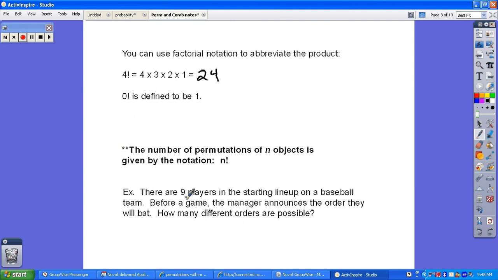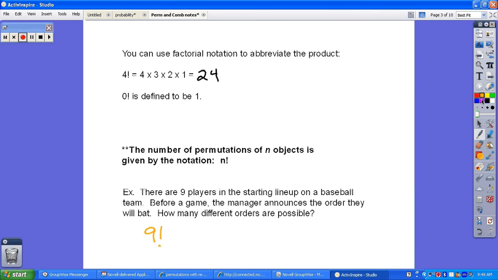So our example here is that there are 9 players in the starting lineup on a baseball team. Before the game, the manager announces the order they will bat. So how many different orders are possible? How many objects or how many players are there? There are 9. So we're looking at 9.